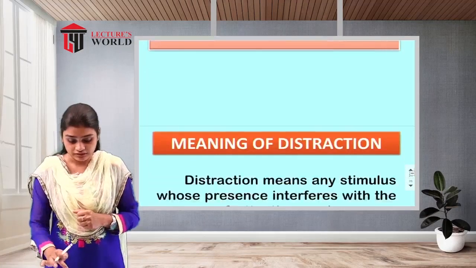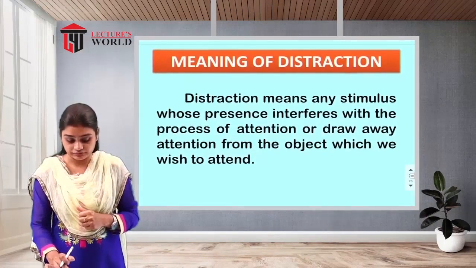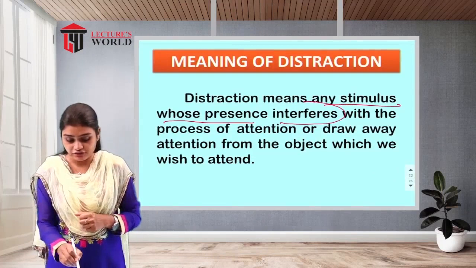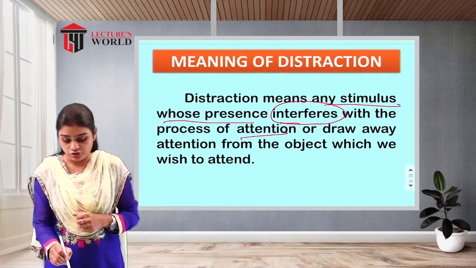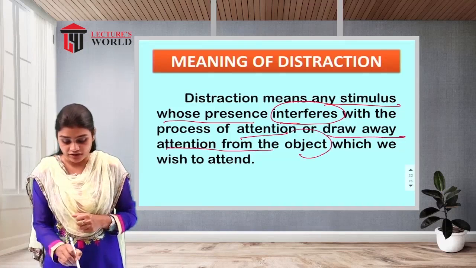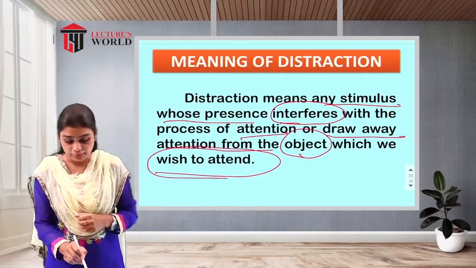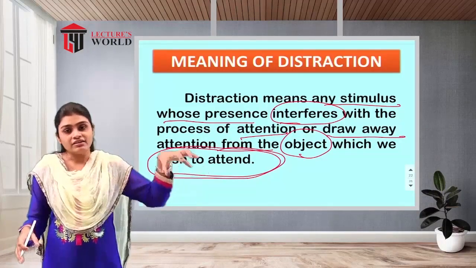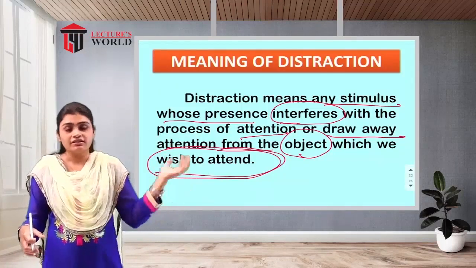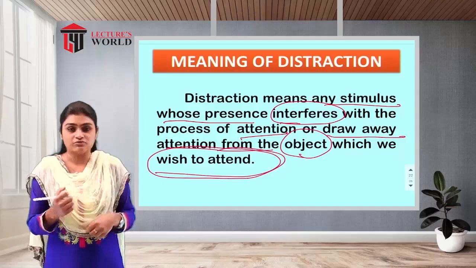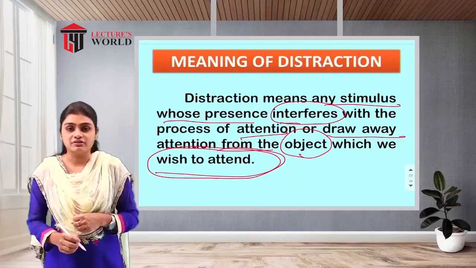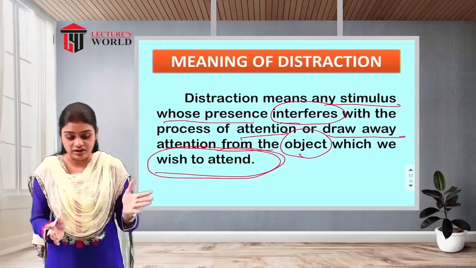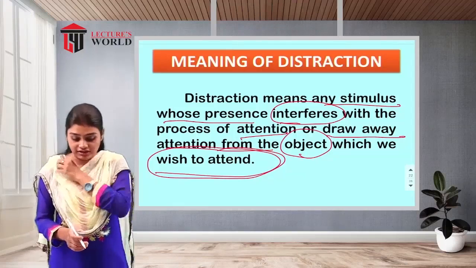So let's see the meaning of distraction. Distraction means any stimulus whose presence interferes with the process of attention or draws attention away from the object which we wish to attend. For example, I wish to attend my call right now, but any event going on at the same time draws my attention there simultaneously. So that is called distraction. From one object or stimulus, we are shifting our attention somewhere else. So that is called distraction of attention.